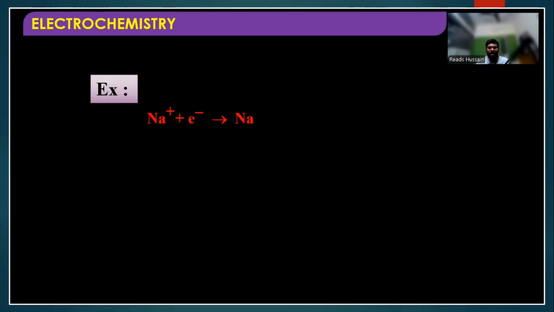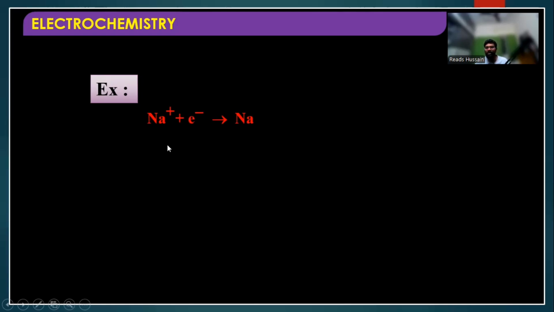Na+ plus 1 electron gives Na. That means the sodium ion, Na+ ion, has 1 unit of positive charge. To neutralize 1 unit of positive charge, we need 1 electron. So the 1+ and 1- get cancelled, and Na+ becomes Na.